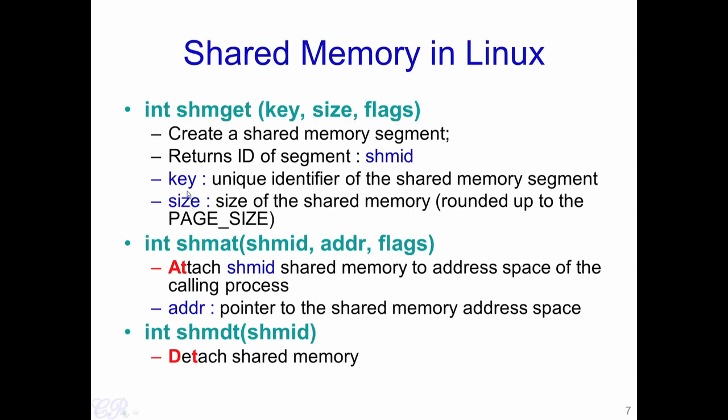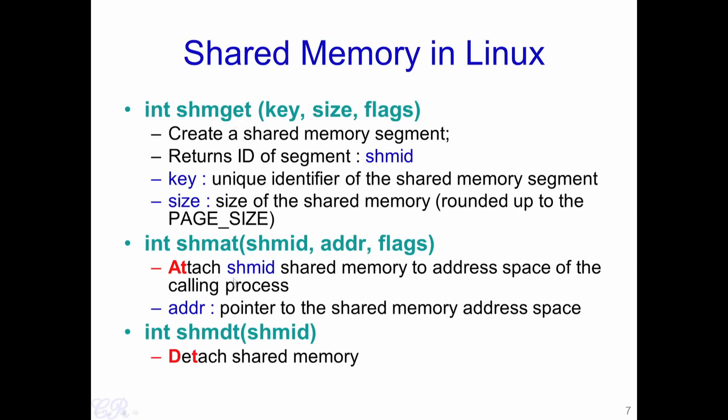The parameter key is a unique identifier for that shared memory segment, while size is the size of the shared memory. This is typically rounded up to the page size, that is 4 kilobytes. So, this is how a shared memory gets created in a particular process.